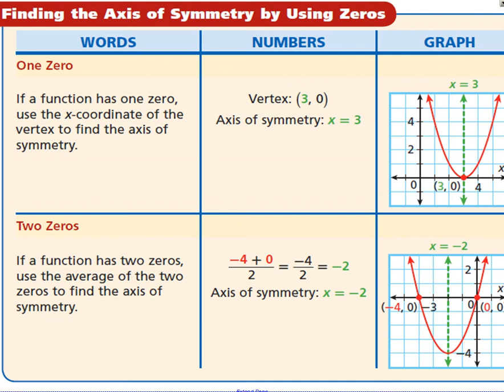Two situations you're going to have. If you have 1 zero, then that 1 zero is going to be the axis of symmetry.